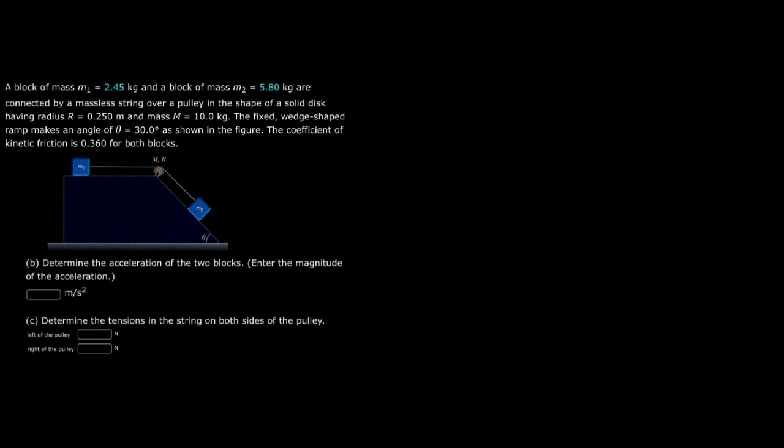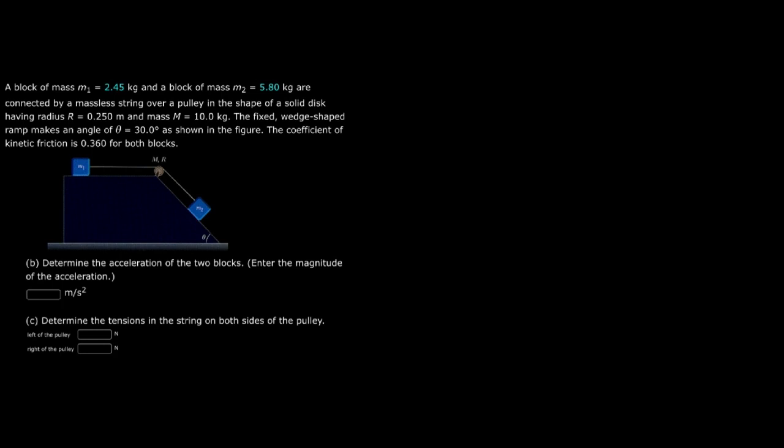So in this system we have a block M1 with a mass of 2.45 kilograms, and then we have another block attached to a pulley system, and block M2 is 5.8 kilograms. These are connected by a massless string, so we're not going to take into any consideration that or any stretching of the string. And they're connected over a pulley in the shape of a solid disc, and the pulley's radius is 0.25 meters, and the pulley also has a mass of 10 kilograms.